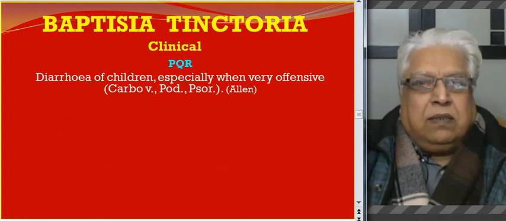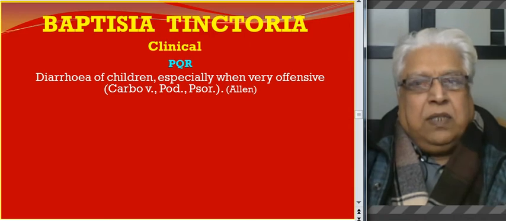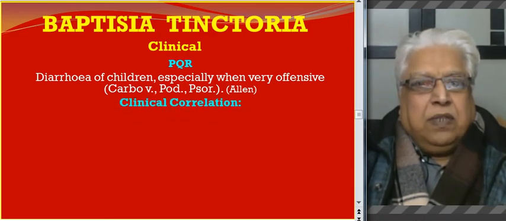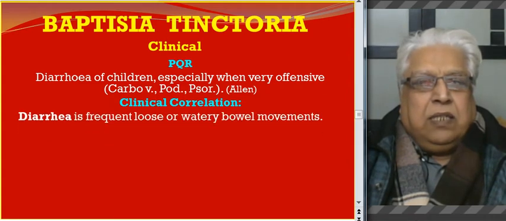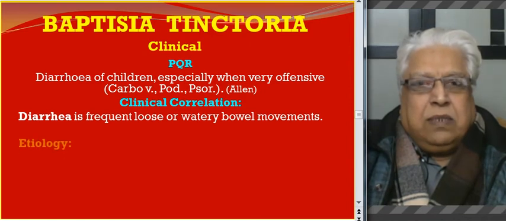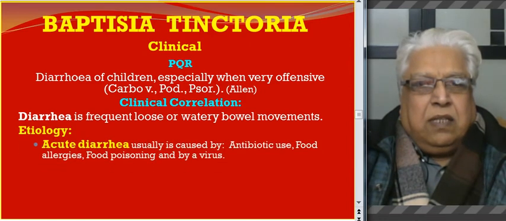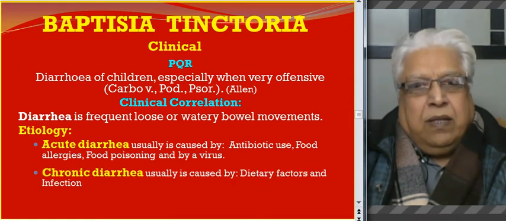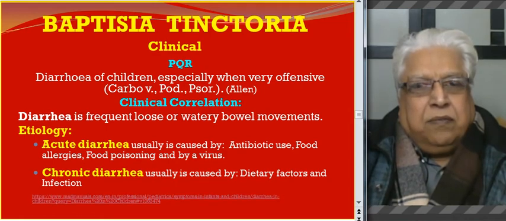Another condition is diarrhea of children, especially when very offensive. So we'll clinically correlate. Diarrhea is frequent loose watery bowel movements. The etiology of acute diarrhea is usually antibiotic use, food allergies, or food poisoning by viruses. Chronic diarrhea is usually caused by dietary factors and infections.